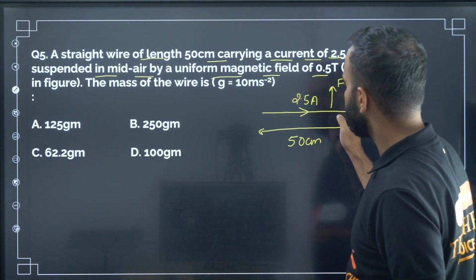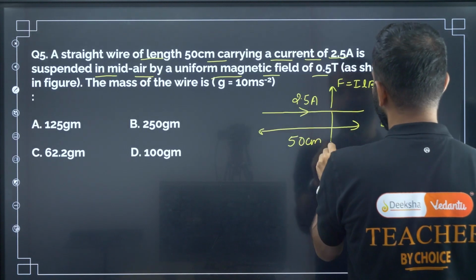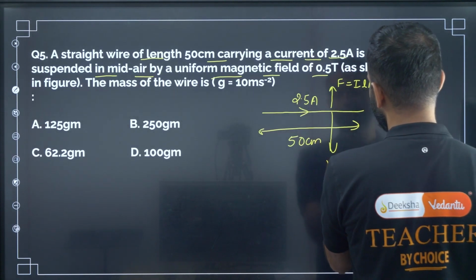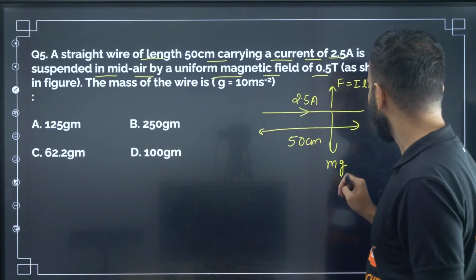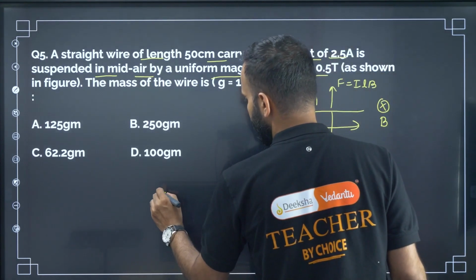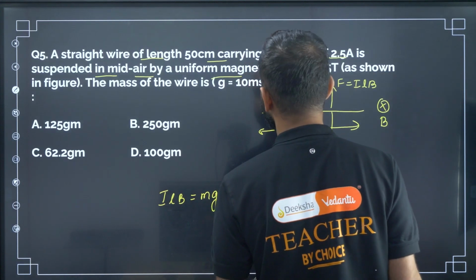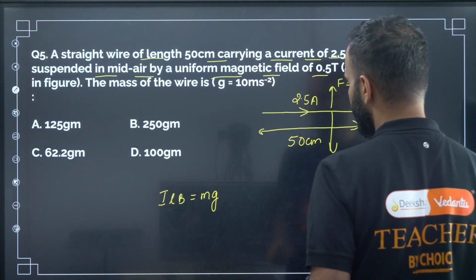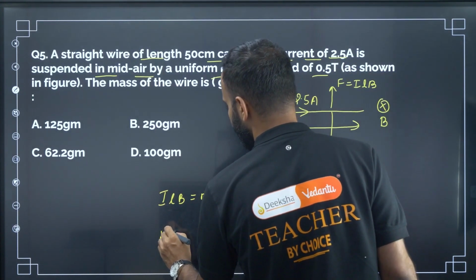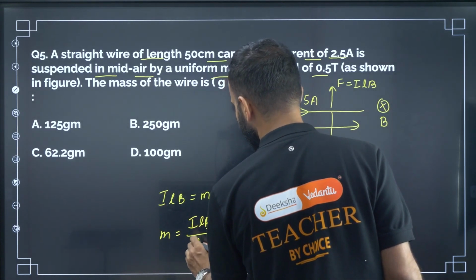Okay, then only the force will be in upward direction. So this is the direction of the magnetic field, and the direction of the gravitational force is in downward direction, that is mg. Now equate these two forces. I L B equal to m into g. So m equal to I L B divided by g.